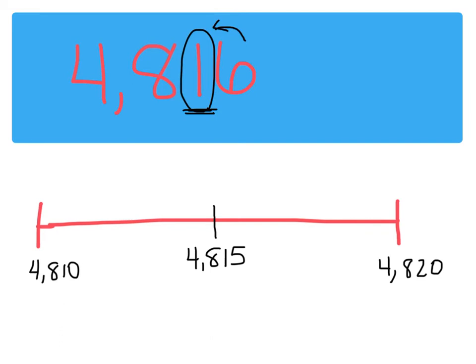Now, I'm going to hit pause, and I want you to draw this number line, and then I want you to put 4,816 on the number line, wherever you think it goes. Go ahead and push pause and then come back. Where did you put 4,816? Did you put it right here?